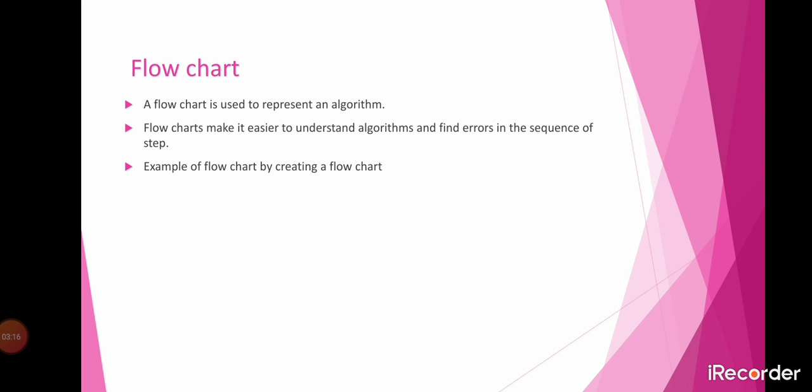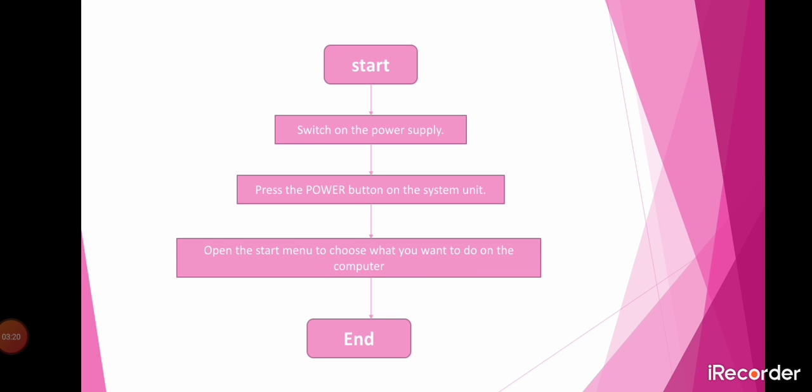In the next slide, you see an example of a flowchart. You see the starting and ending point. The ending point is also called the terminator. Start: switch on the power supply. After that, we press the button on the system unit. Students, you see the button on your system unit. Open the start menu to choose what you want to do on the computer.